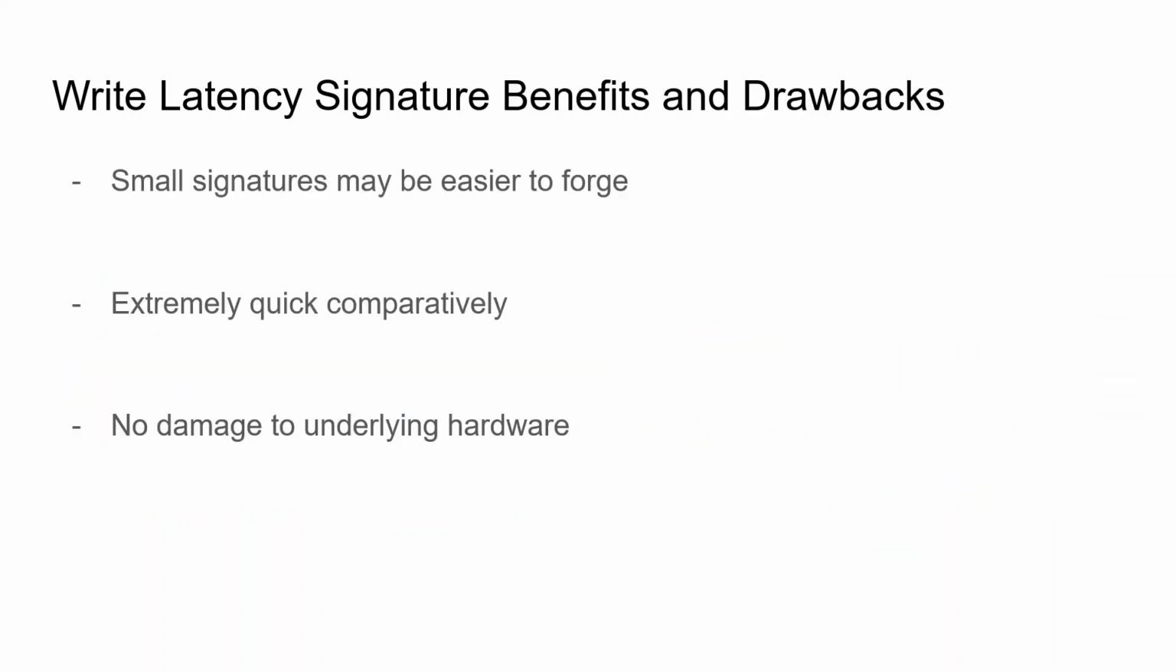Smaller signature sizes can create some issues for write latency signatures. As a general rule, it is easier to forge smaller signatures, and we cannot increase the signature size without affecting our selectivity. However, write latency signature generation is significantly faster than previously discussed methods. It only takes about 2 seconds to create a usable signature, and said signature can be extracted quickly as well, in one operation. This also comes with almost no damage to the underlying hardware due to the speed of the method and the specifics of the write operation.